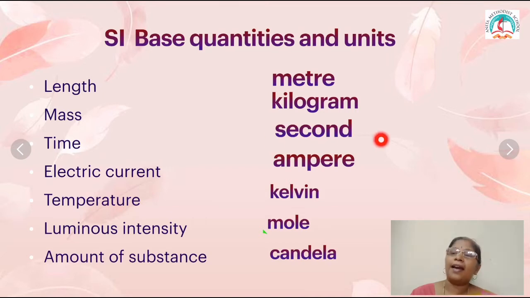Time, the unit is second. Electric current, the unit is ampere. Temperature, the unit is Kelvin. Luminous intensity, the unit is mole. Amount of substance, the unit is candela. So totally 7 basic quantities, that is, fundamental quantities. So 7 basic units, fundamental units, are here.